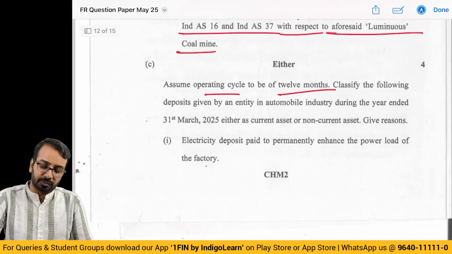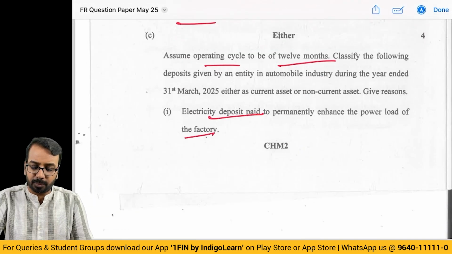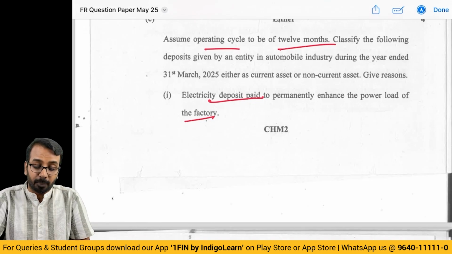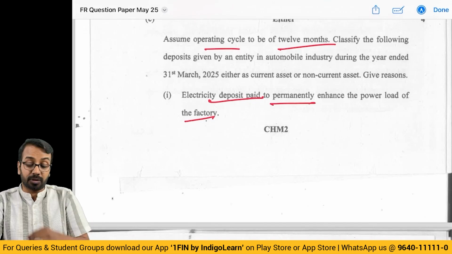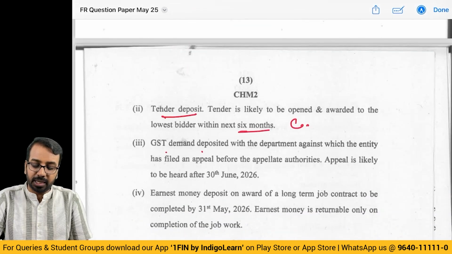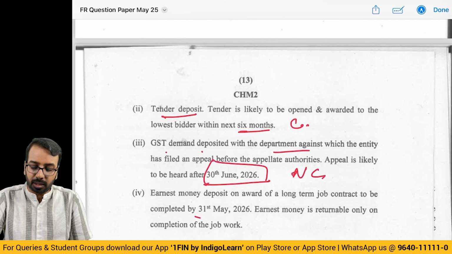Assuming an operating cycle of 12 months, very simple. Electricity deposit paid permanently. Though it can be refundable on demand, it is permanent, and we may not ask for a refund, so this is non-current. Tender deposit for the next 6 months, current. GST demand deposited, appeal will be in June 26, non-current. 31st May 26, only on completion, this also is non-current.